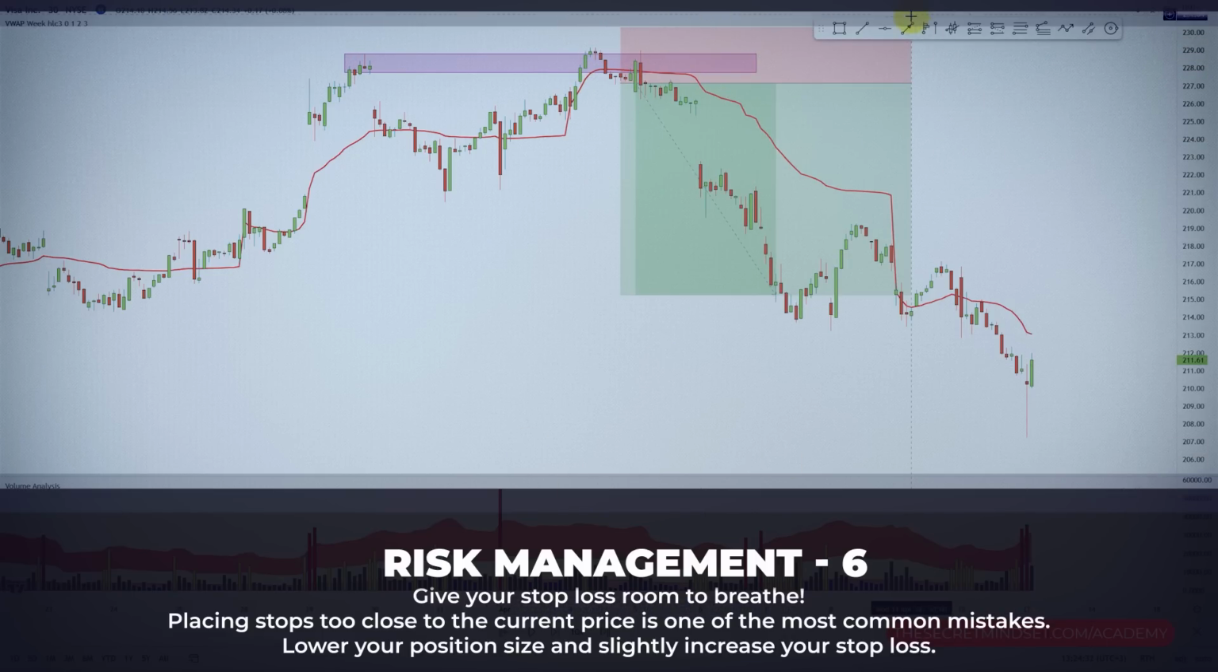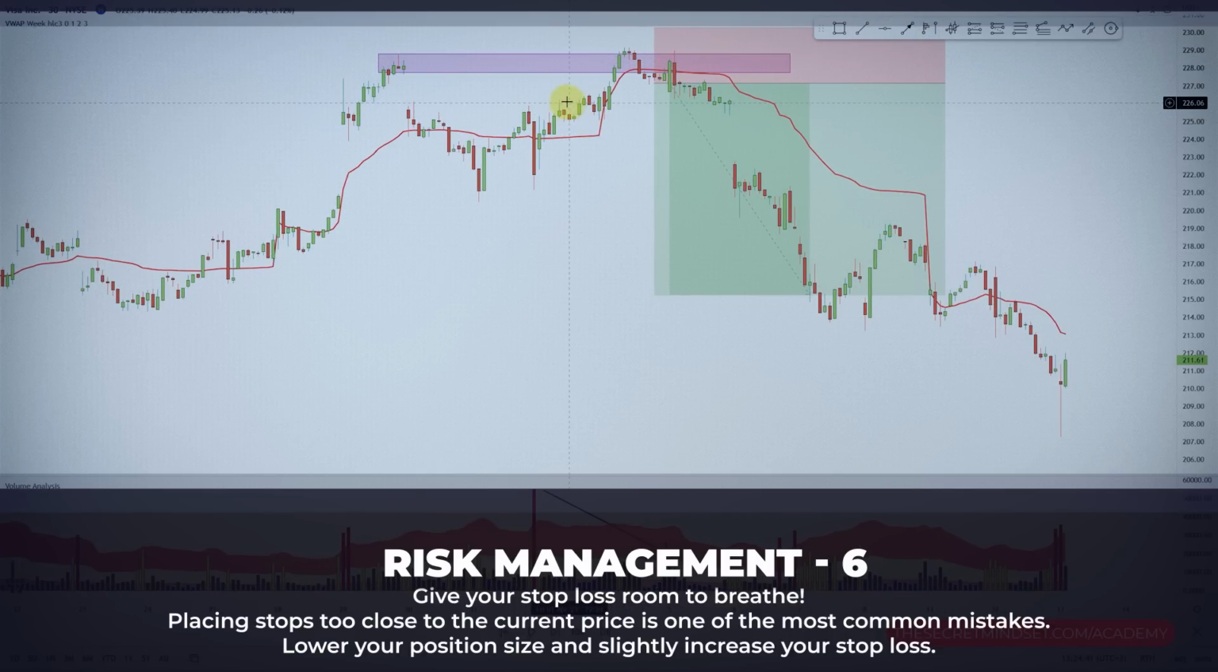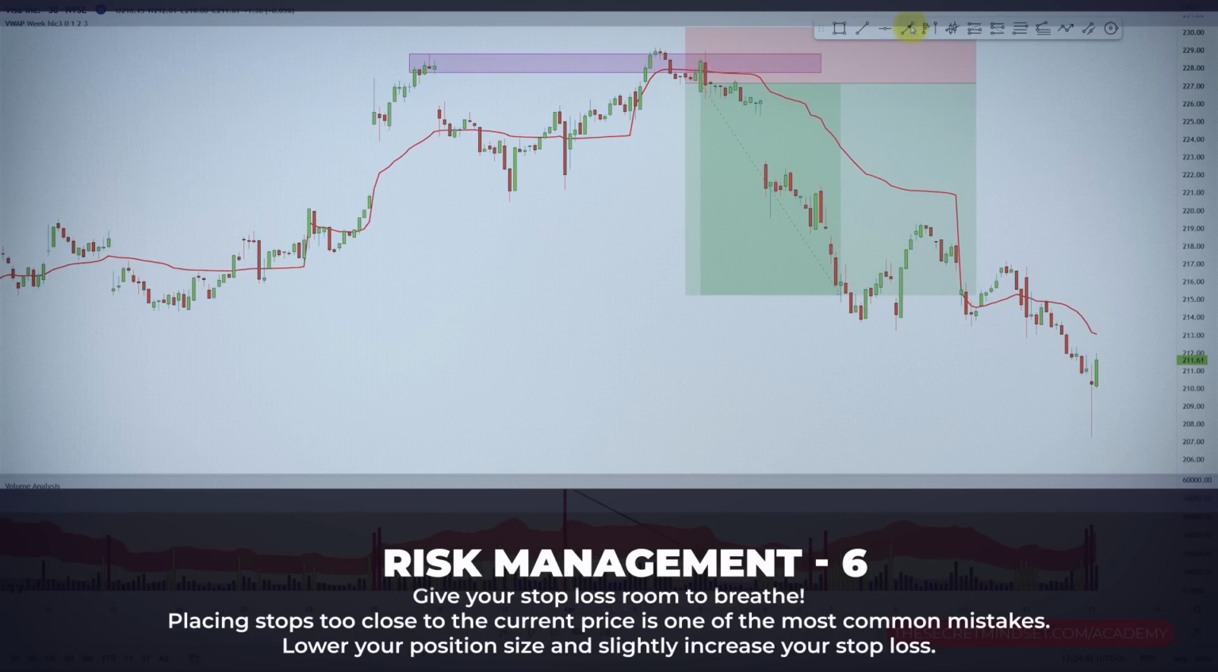Position sizing also plays an important role in this equation. My advice: lower your position size and slightly increase your stop loss to give the price enough room to breathe.